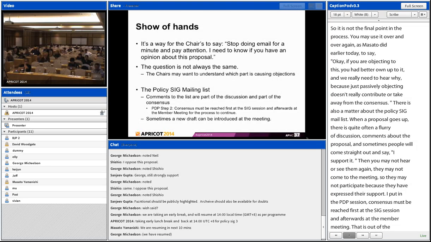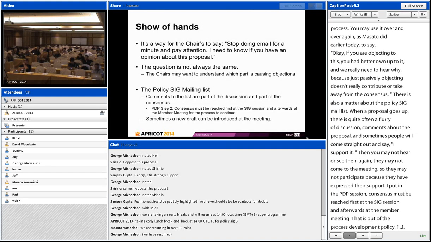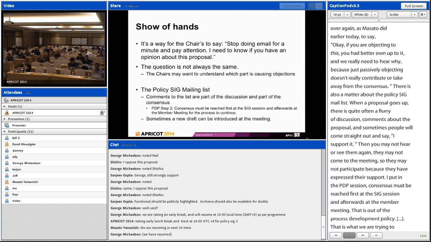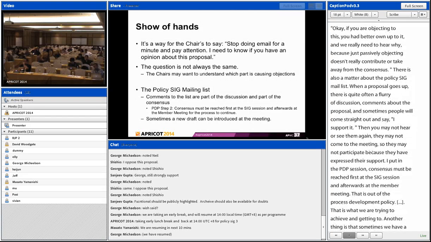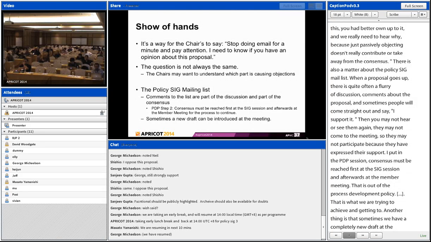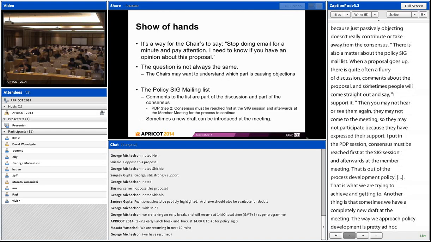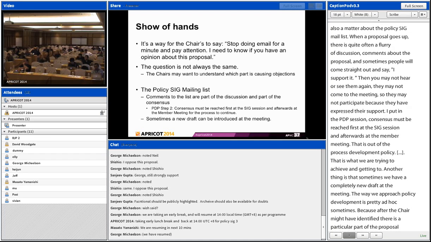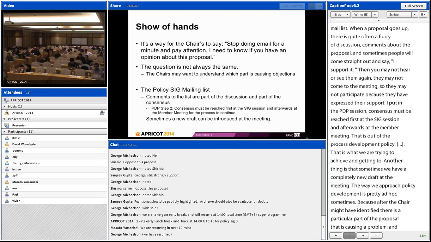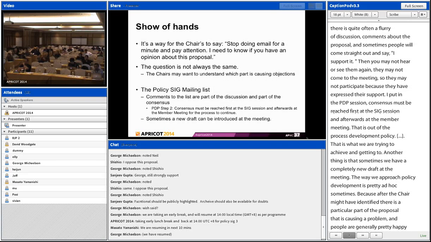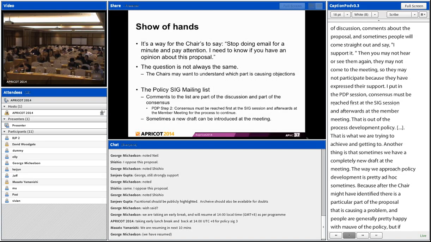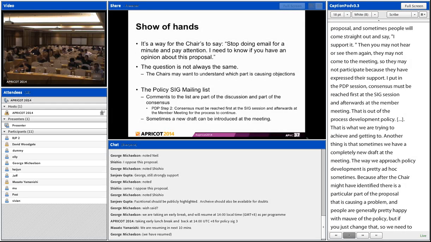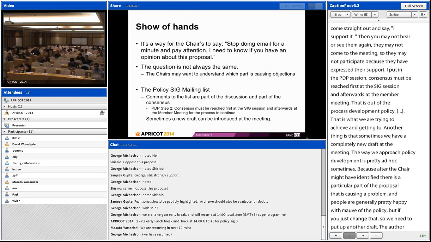The way we approach policy development is pretty ad hoc sometimes. After the chair has identified that there's a particular part of the proposal that's causing a problem, and people are generally pretty happy with most of the proposal, but if you just change that, we need to put up another draft. So the author will scamper away and make some edits, and then it's posted back to the list. And then we reach consensus on that, and sometimes we'll show it on screen.